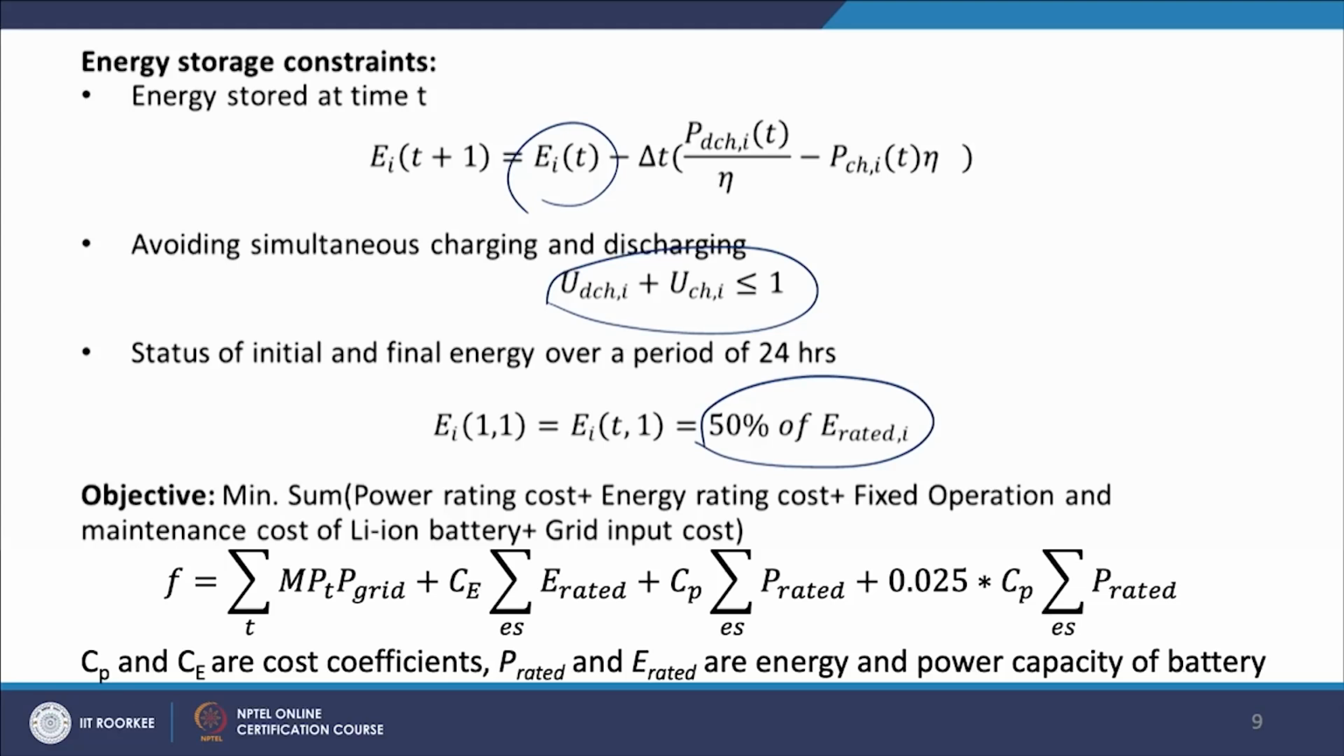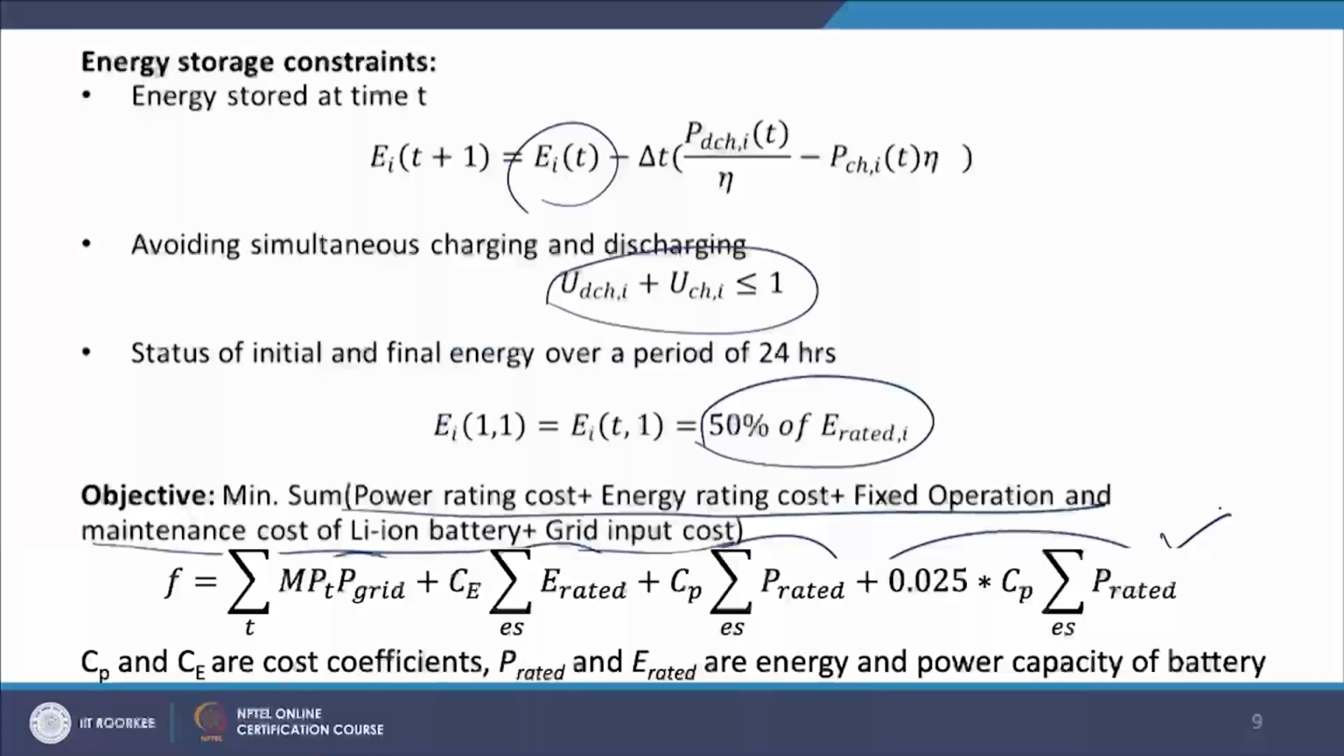Now, what is the objective that we are going to solve? Minimize the sum of the power rating cost, energy rating cost, and fixed operation and maintenance cost of a lithium ion battery plus grid input cost. So, we are minimizing the cost of energy by putting in a battery, so that the overall cost of the system is minimized.